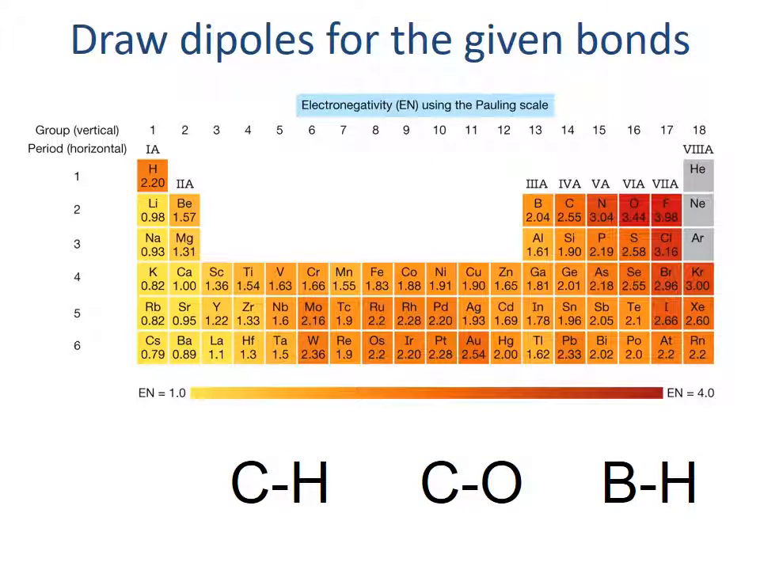Using the electronegativity chart, indicate dipoles on the three bonds shown. Write these down and bring them to class too.